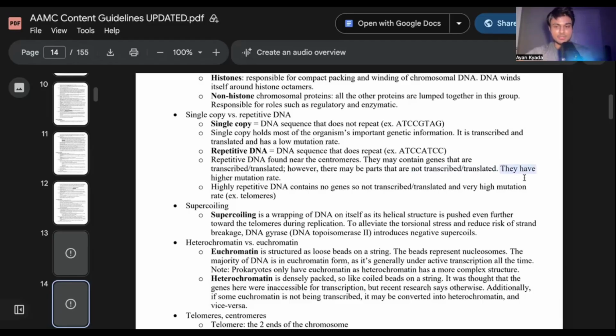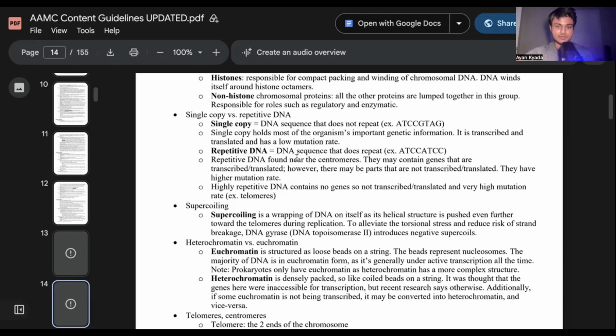So they have a higher mutation rate because, quite frankly, it's just not as important because it's not genetic information. They exist in a structural capacity. They're not containing the genetic information to create proper proteins or anything. So in turn, there's less error checking and less proofreading for repetitive DNA sequences.